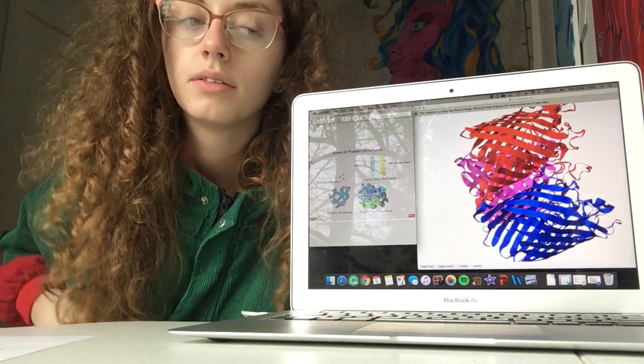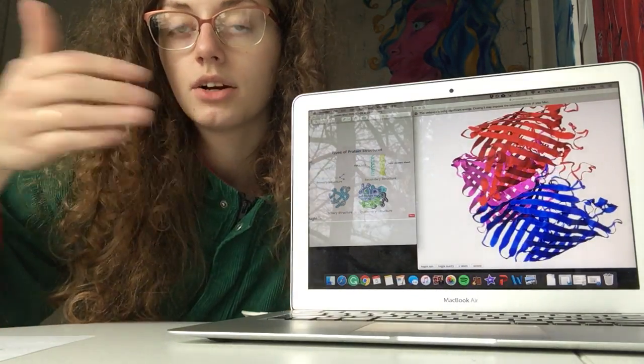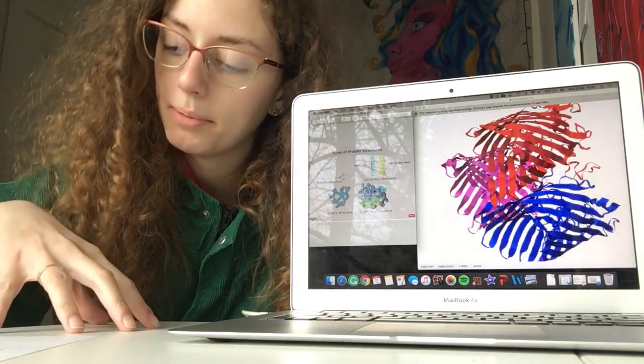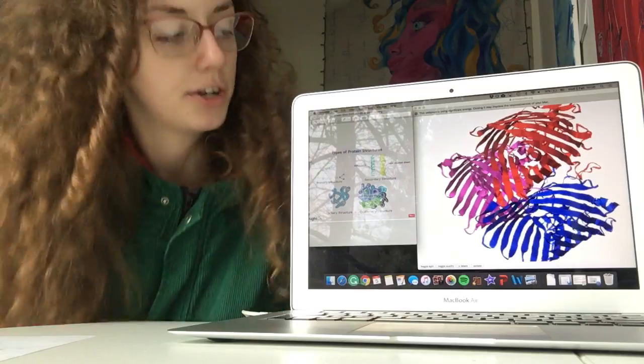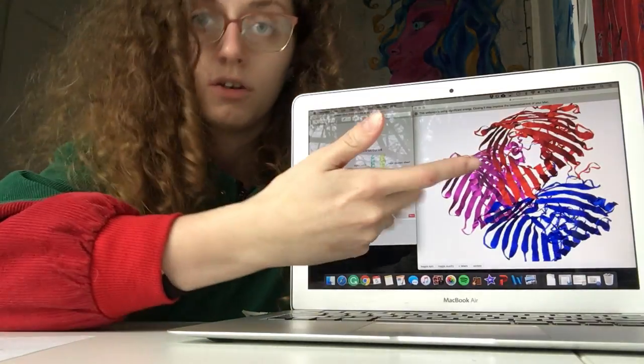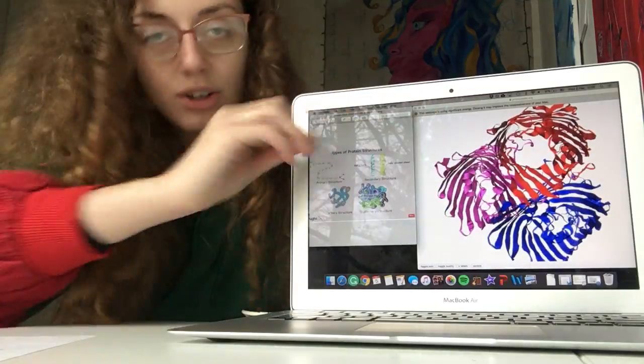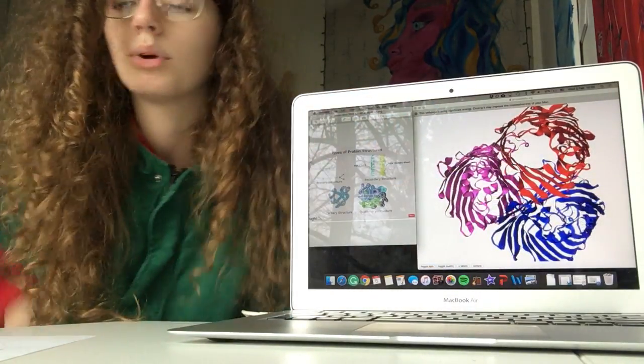The secondary structure is made out of folded structures that form polypeptides, and those are stabilized by hydrogen bonds. So we have a lot of secondary structure that you can automatically see with the Porin protein.